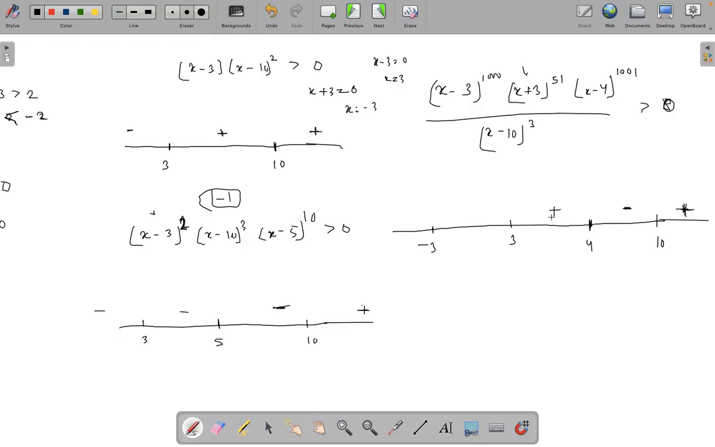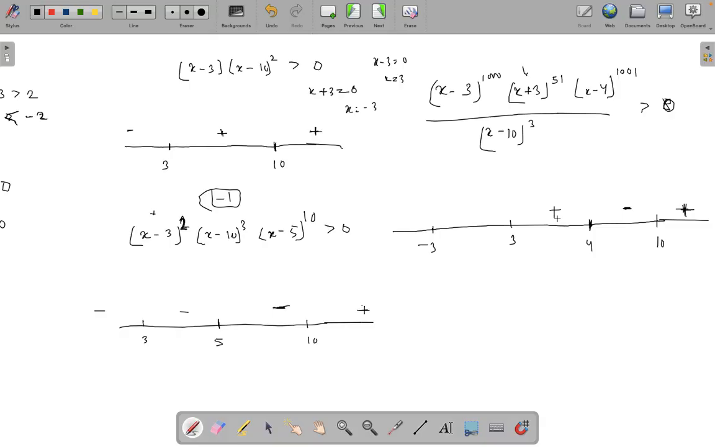Yeah, positive. But sir, x minus 4 to the power 1001, if x is less than 4, the whole term will be negative, right? Yes, it is negative, but this is also negative. So essentially, when x was less than 10, it was negative. Till here it was negative, but once it becomes less than 4, this also became negative and this was negative. So both of them cancelled and it became positive.